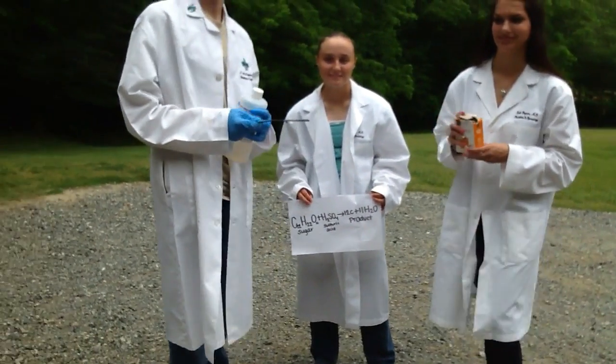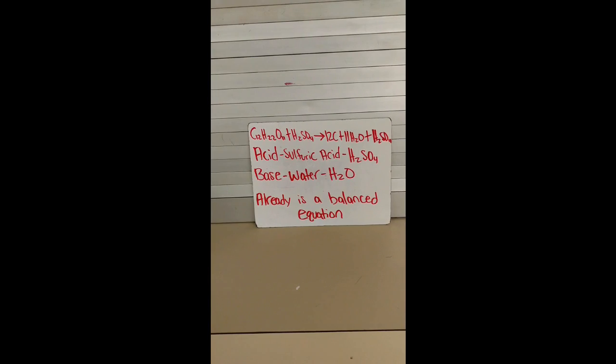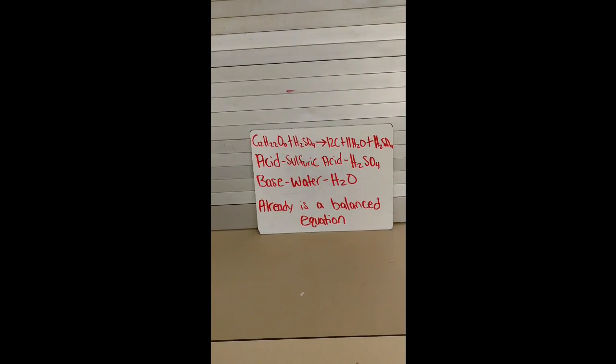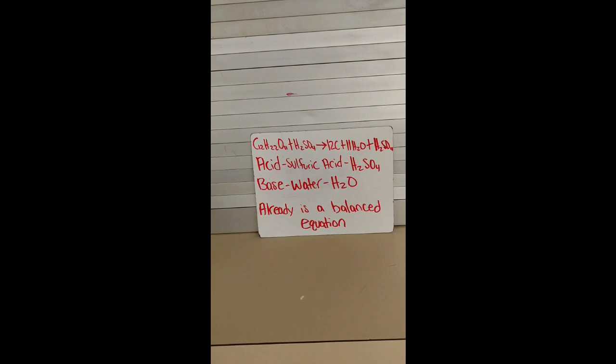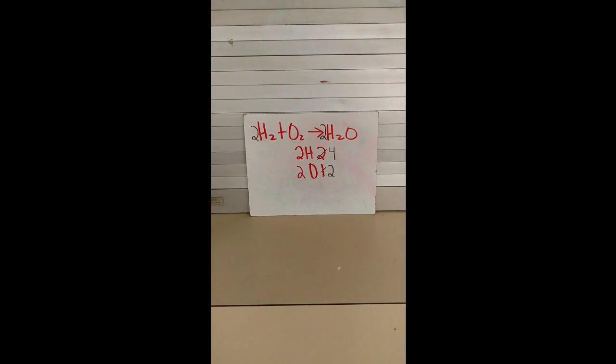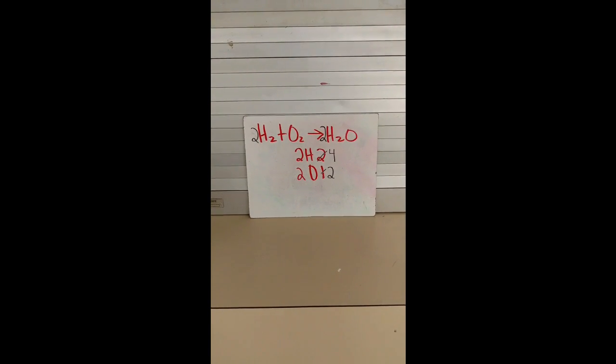Alright, that's good. Equation for the experiment that we did. Our acid is sulfuric acid, which is represented as H2SO4. And our water is going to be acting as the base, which is represented as H2O. This chemical equation is already balanced. Since our equation is already balanced, we're going to use a hypothetical situation.